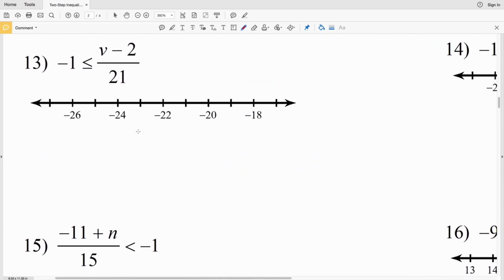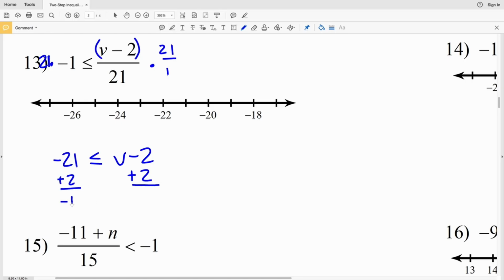On to number 13. Negative 1 is less than or equal to v minus 2 over 21. We're going to start by multiplying by 21 over 1. This will leave us with a negative 21 on the left-hand side is less than or equal to v minus 2 on the right. Then, when we add by 2, we get that negative 19 is less than or equal to v for number 13.